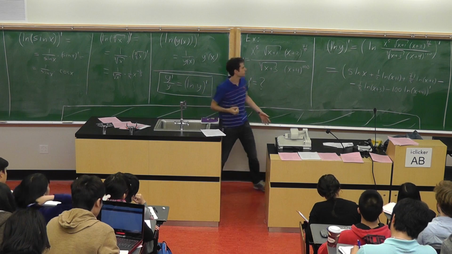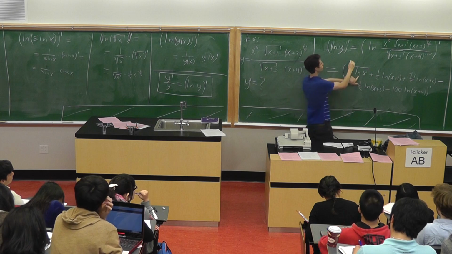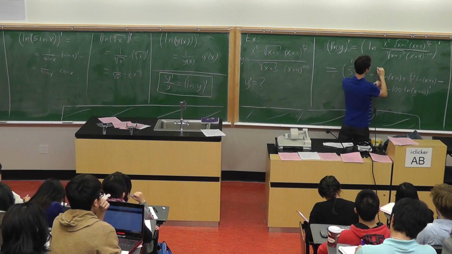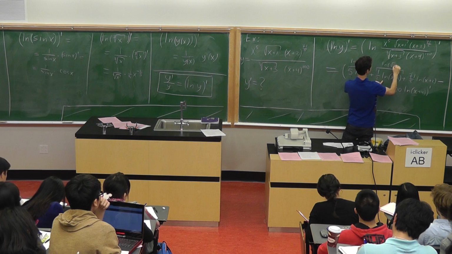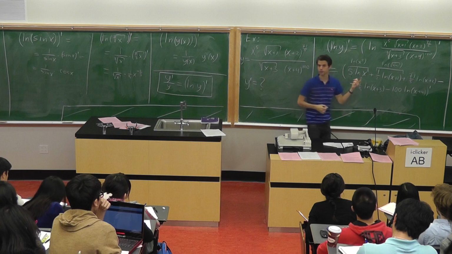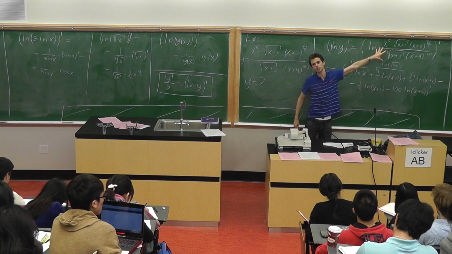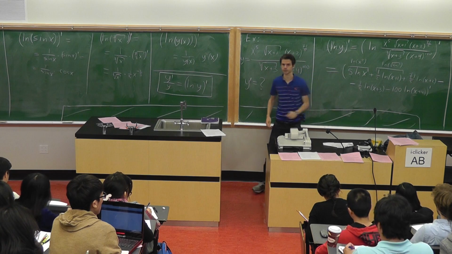So basically what did I do? Well, I took each one of these things. For example, this one is just the logarithm of x to the power 5. This thing is just the logarithm of the square root of x plus 1, and so on. So I converted this complicated expression, using rules for taking logarithms, to a much simpler expression.